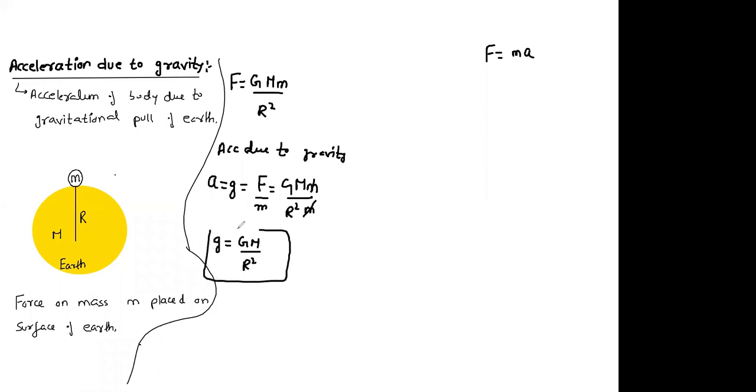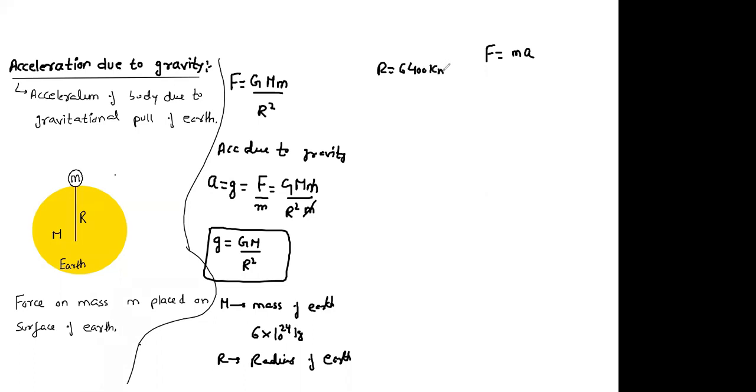So this is the acceleration due to gravity, which is GM by R square, capital R square. Here M is the mass of Earth, which is 6 into 10 raised to the power 24 kg. Capital R is the radius of Earth, and the value of R is 6400 kilometer. If I convert this R into meter, then it comes out to be 6.4 into 10 raised to the power 6 meter. That is the radius of Earth.